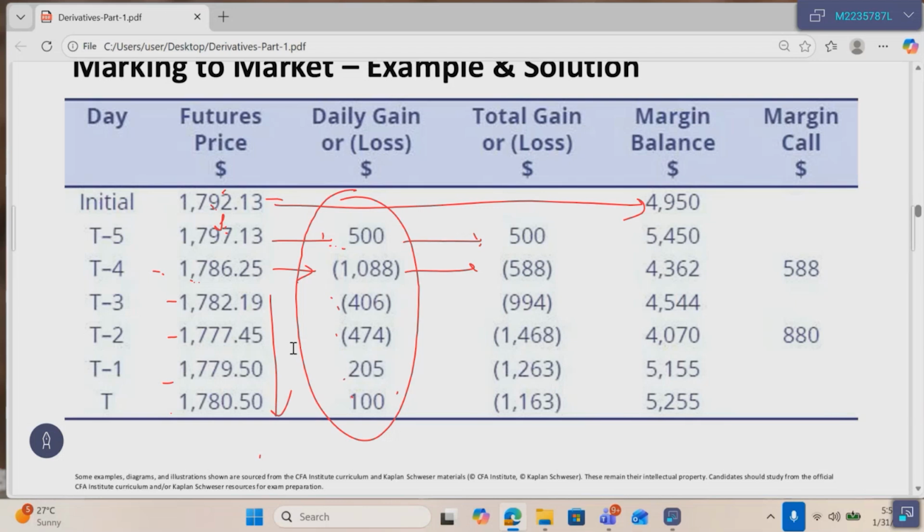So you see, the total gain or loss is not important. The margin balance, you started with 4950, it increased, then it decreased, decreased further. You are allowed to consider based on that. And obviously, margin call. See now, your margin should have been around so much, it went much lower the first time. So therefore the answers are good.